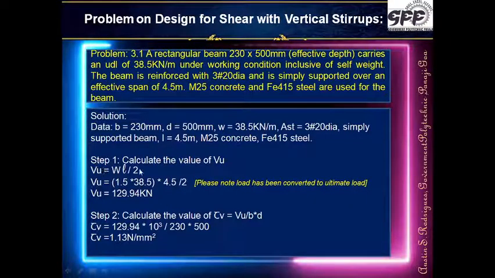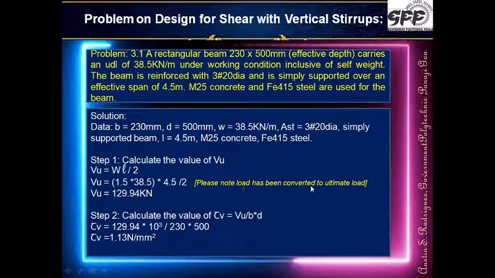Now first step, calculate the value of Vu. Calculate the value of ultimate reaction, the shear force. Now Vu we know for a simply supported beam with UDL is WL by 2. So Vu will be equal to this, W is in working condition what has been given, so that has been multiplied by 1.5. So 1.5 multiplied by 38.5 gives me the ultimate, multiplied by 4.5 divided by 2.